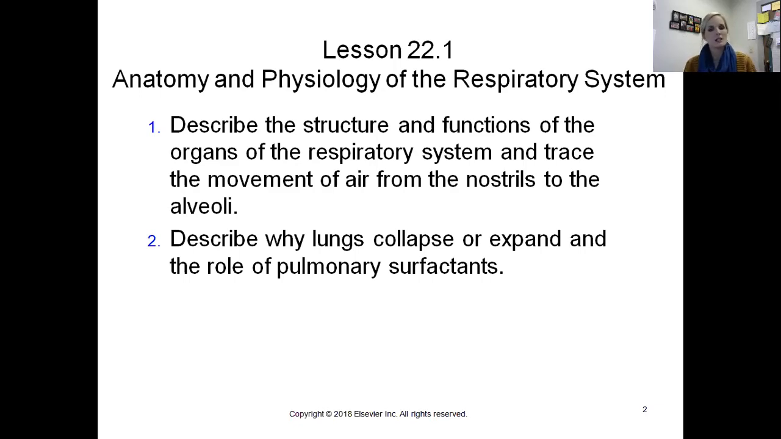We'll take a look at why lungs collapse or expand. We'll talk about that process, and then we'll get into the role of pulmonary surfactants a little bit. We'll talk about how that aids in that process.